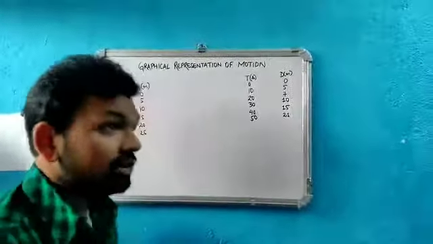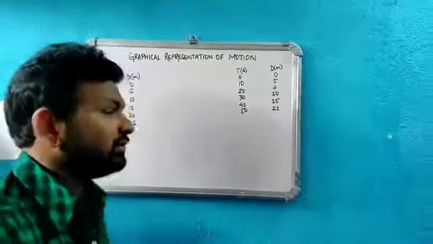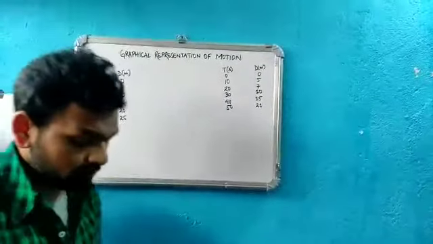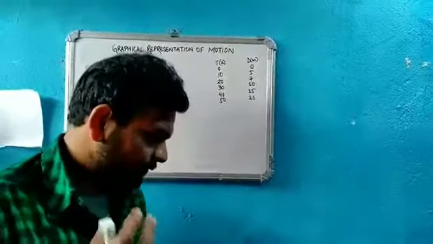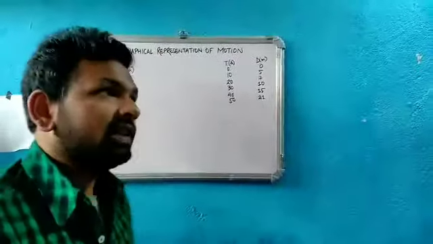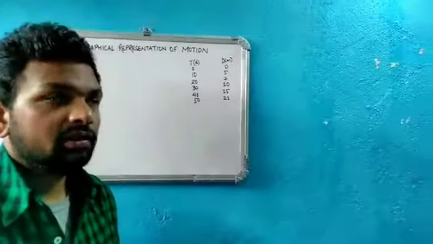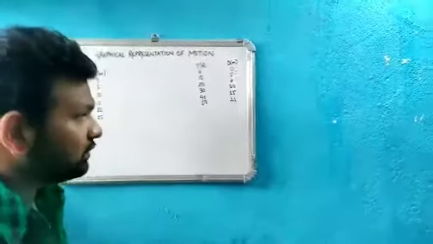After our discussion on the different parameters related to motion, that is displacement, velocity, speed, acceleration, retardation, etc., now we are switching over to the graphical representation of motion. Graphs have a lot of advantage to express certain information related to any event that is occurring in our day-to-day life.